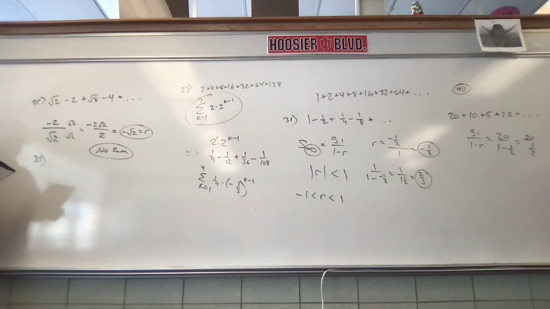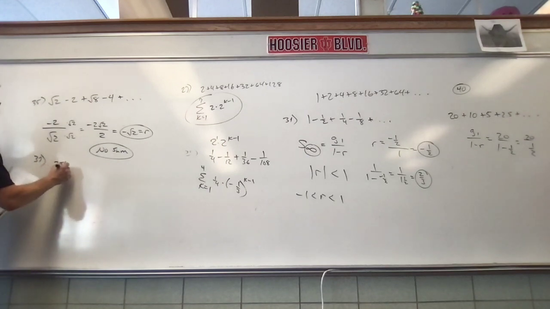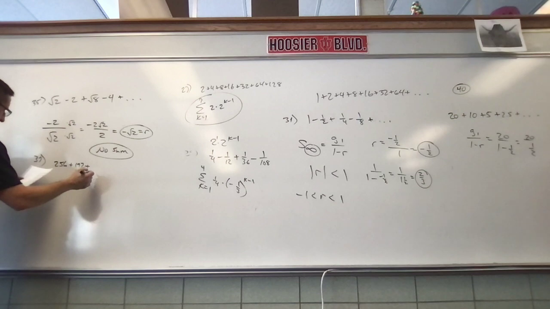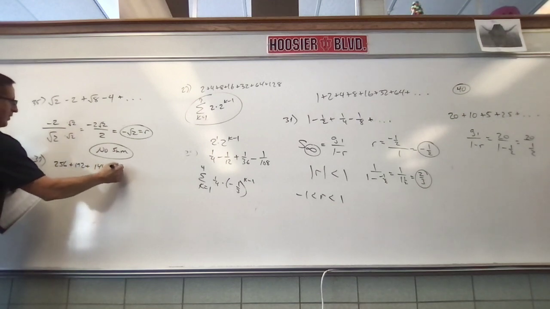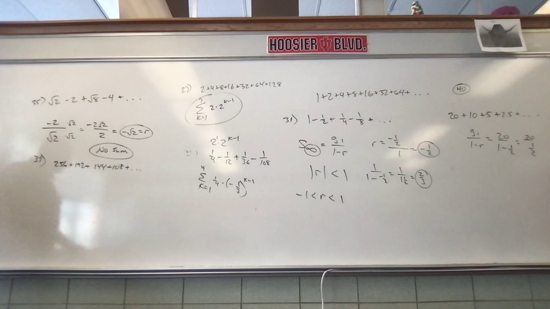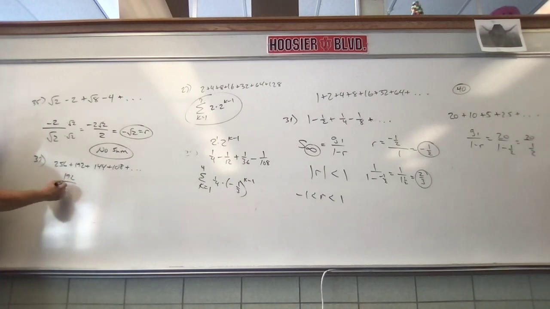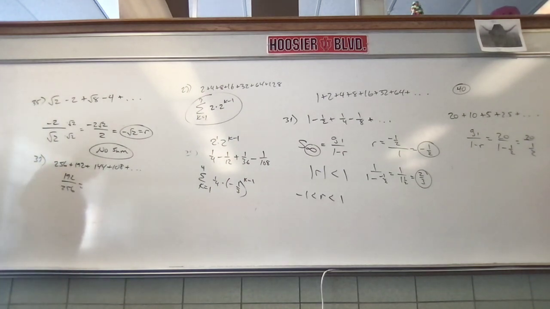Last one, 37. 256, 192, it's 192 plus 144 and 108. Hopefully this is easy enough to tell that there definitely is a limit on this. There actually is a sum because the numbers are getting smaller. Let's find out what our rate is. Take 192 divided by 256. And that simplifies what goes into those. Let's just divide it out. I think 16 goes into them. You get 0.75, you get 3/4.